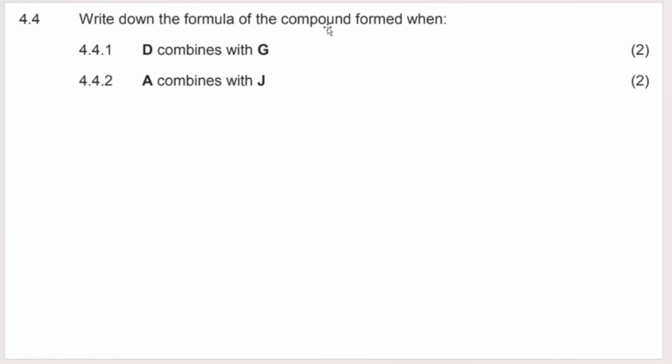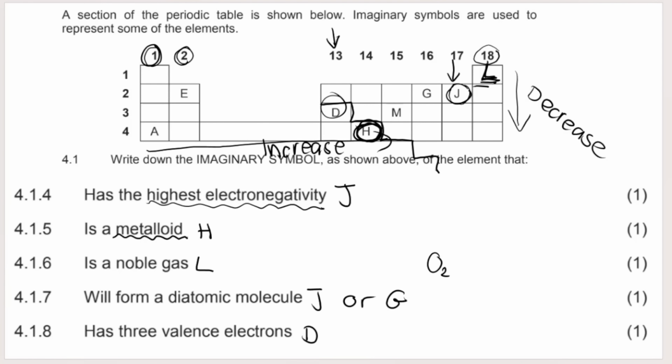4.4 says write down the formula of the compound formed when D combines with G, and then the second one when A combines with J. So in order to write down the formula of the compound, we're going to pretend that these imaginary symbols are our elements. We need to find out the charges or the valencies of these things and then see how they combine. Okay, so how we do that is we look at the imaginary little table they've given us. So D and G. So D is over here, G is over here.